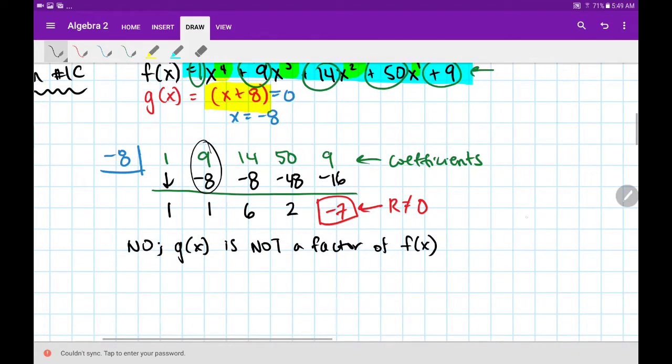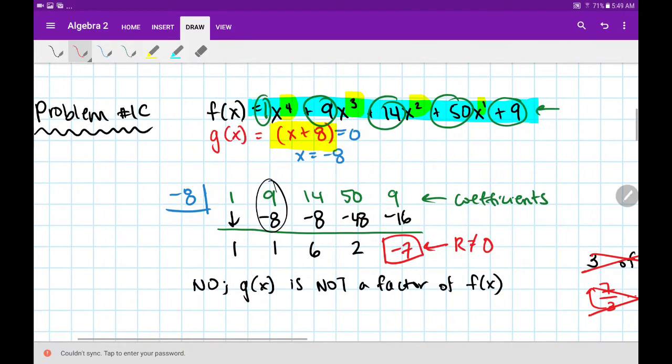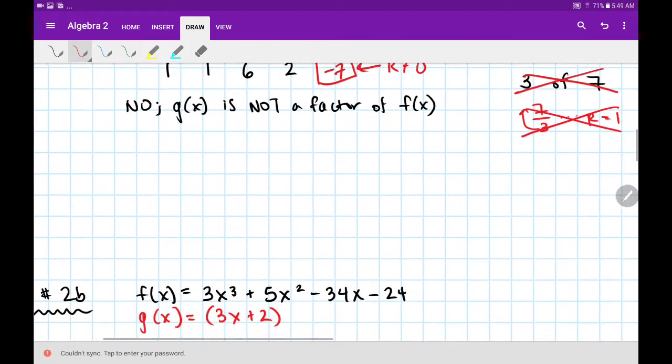It's kind of like if I said, is 3 a factor of 7? Well, when I divide it in, I get a remainder of 1. 3 goes into 7 2 times, but then I have a remainder of 1. So therefore, it's not a factor. Same deal. Okay, next question.